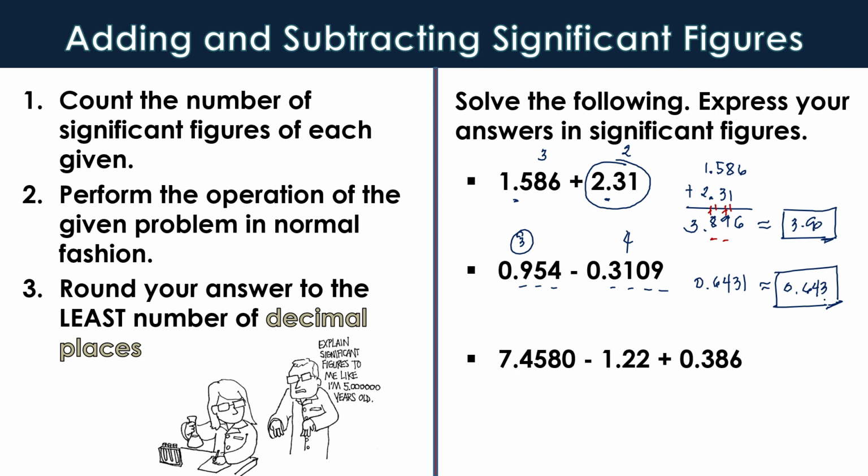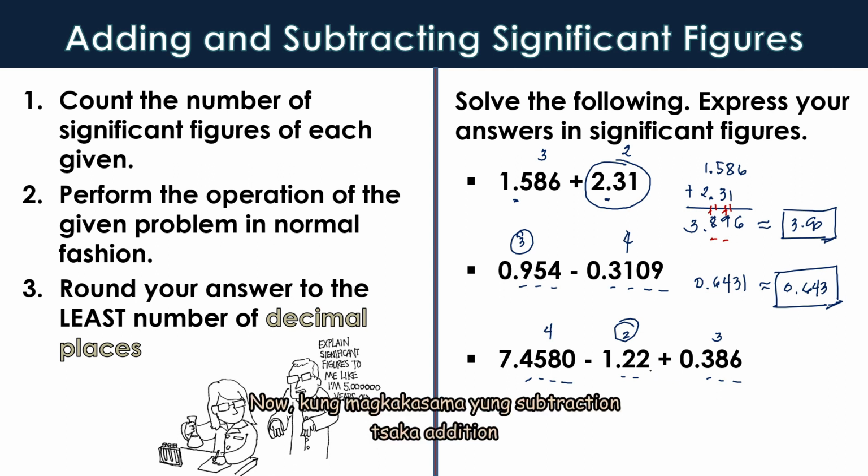And finally, ito magkakasama that may addition and subtraction. 7.4580 minus 1.22 plus 0.386. So yung unang given, it has 4 decimal place. Yung sumunod ay 2 lang. And yung isa ay 3. So again, our answer must be rounded into 2 decimal places kasi yan yung pinakaunti.